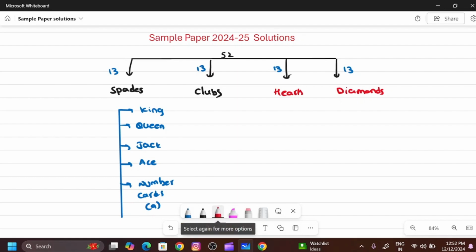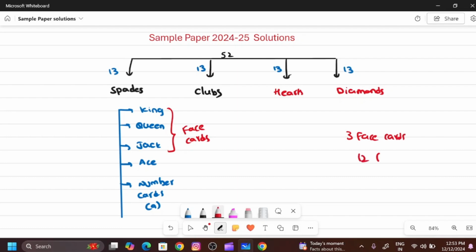In this, king, queen, jack are called face cards. So each suit will have 3 face cards. That means in total we have 12 face cards. Out of these 12, we have 6 black and 6 red. Now in the current question, we need to find how many red face cards there are. So there are total 6 red face cards out of 52.